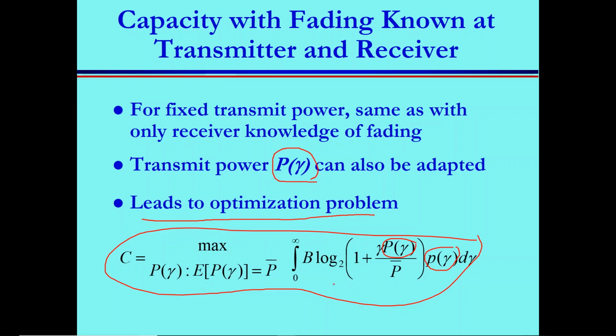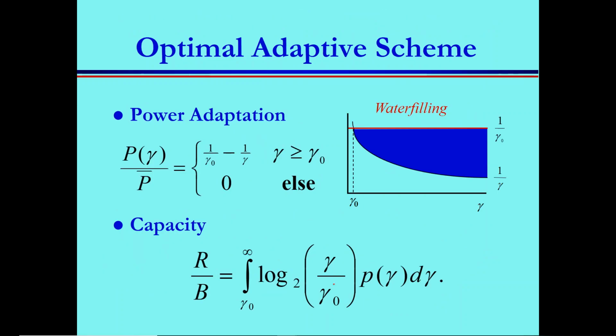And after you solve this optimization problem, you find that the optimal solution of your power distribution is given as follows: 1 over gamma naught minus 1 over gamma, if your gamma is greater than a certain threshold, we call it gamma naught. Otherwise, if it's not satisfied, then it's 0. So this says that if your gamma is below a certain threshold, don't transmit any information over that instant of time. Why? In this case, you will have a deep fade. This deep fade can go to 0.